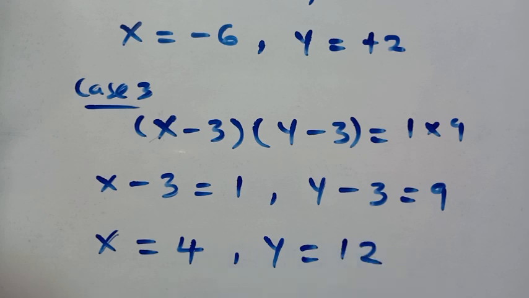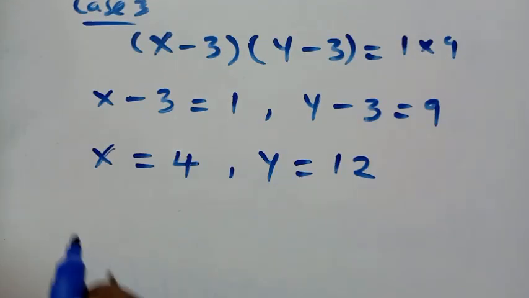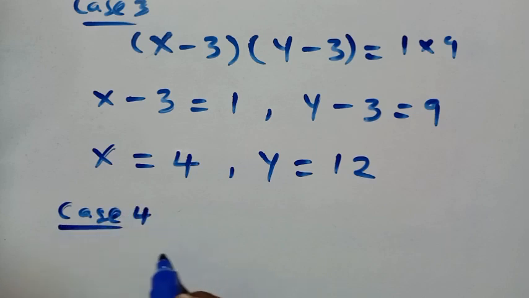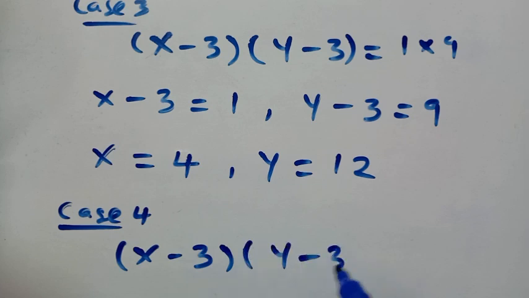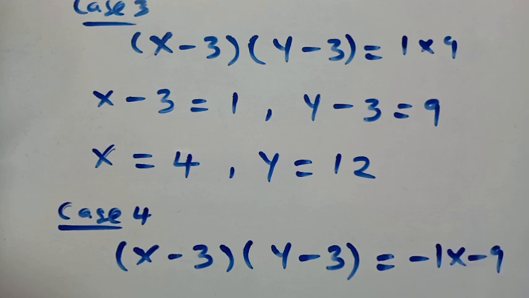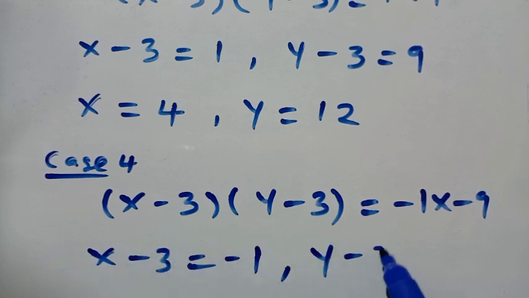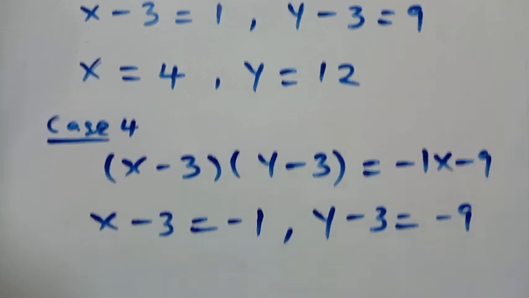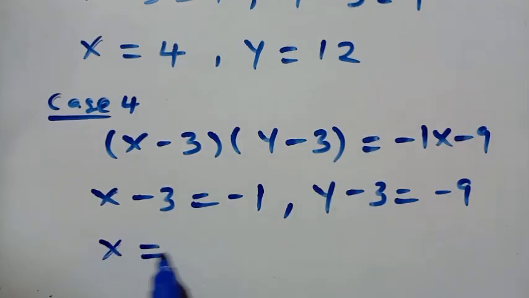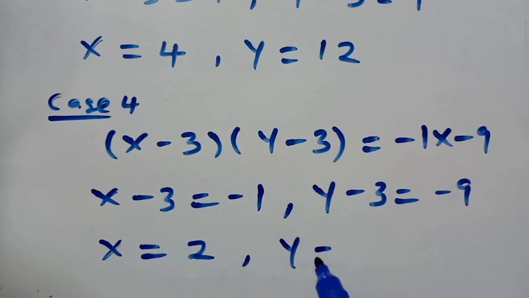Considering the second to last case, which is case 4, we have x minus 3 multiplied by y minus 3 equals minus 1 times minus 9. We let x minus 3 equals minus 1 and y minus 3 equals minus 9. By this, x is 2 and y is minus 6.